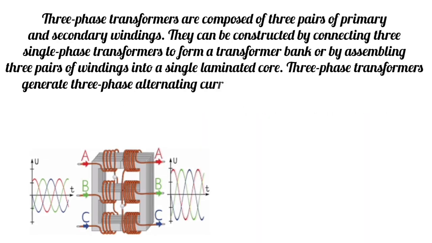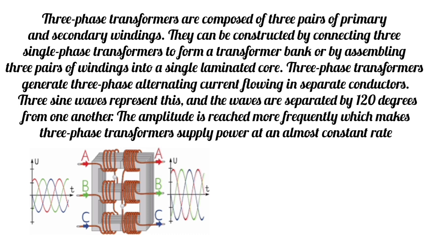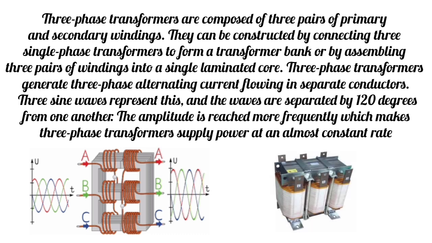Three-phase transformer. Three-phase transformers are composed of 3 pairs of primary and secondary windings. They can be constructed by connecting 3 single-phase transformers to form a transformer bank or by assembling 3 pairs of windings into a single laminated core. Three-phase transformers generate 3-phase alternating current flowing in separate conductors.